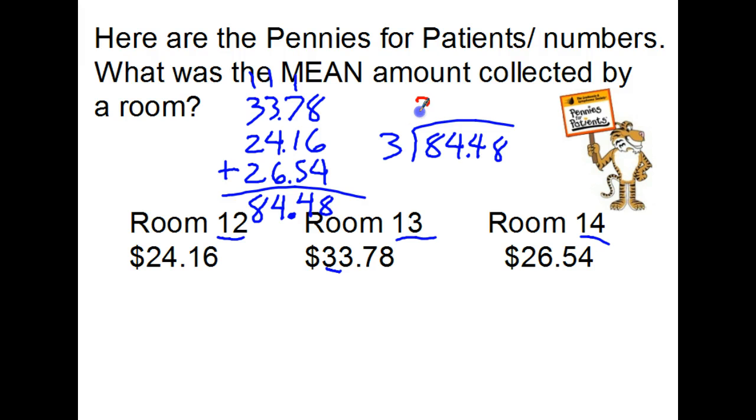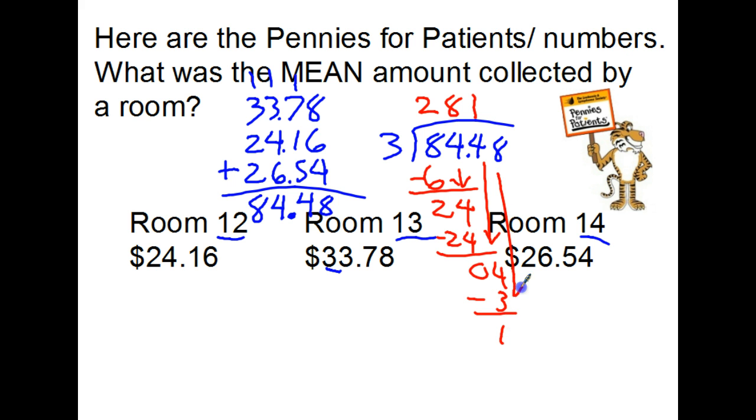How many 3s in 8? 2 of them. 2 times 3 is 6. The number of 3s in 24 is 8. Comes out even. Bring down that 4. How many 3s in 4? 1. And then how many 3s in 18 would be 6. And now when I put my decimal point in, $28.16 per room. I check it up against it. Yep, room 13 brought in more, and room 12 brought in less.